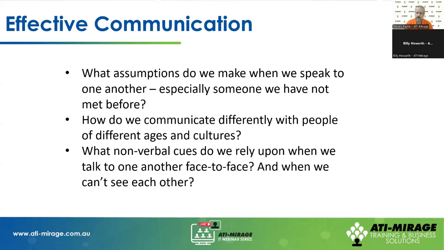And then also, what do we do when we can't see each other? Obviously, AI can't see you. It doesn't know whether you're frowning and that sort of thing. So you can just talk about moods, talk about values, all of those sorts of things.